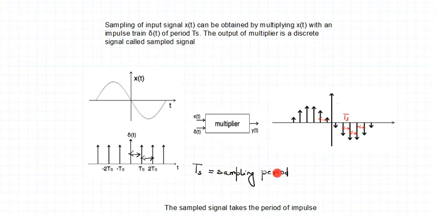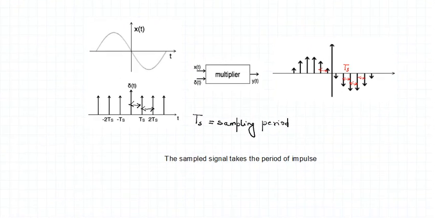This is the period with which the samples repeat, and this is called the sampling period. The reciprocal of this sampling period is the sampling frequency. So we know that Fs is called the sampling frequency, which is the reciprocal of the sampling period. The sampling period is the spacing between the samples, and the rate at which these samples appear is called the sampling frequency.